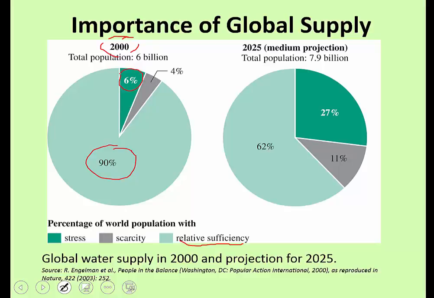Another 6% had a water supply which was stressed. They had access, but there was a lot of strain on that system. And then 4% for which it was scarce.